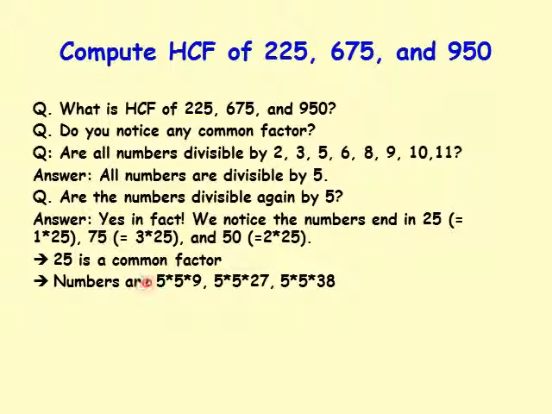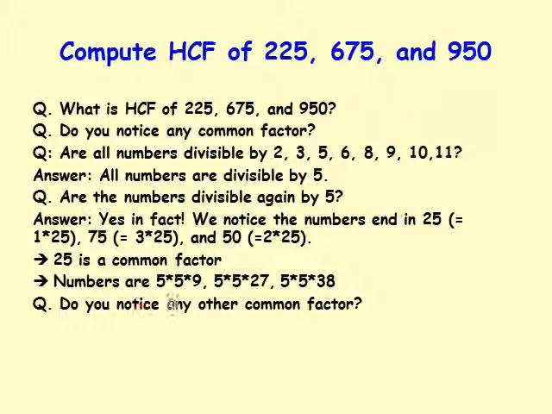Then my numbers are, I replace 25 by the prime factors, 5 times 5 times 9. And the second number is 5 times 5 times 27. 675 has a factor of 25. 675 is 25 times 27. Similar, 950 is 25 times 38. Okay, let's continue here.